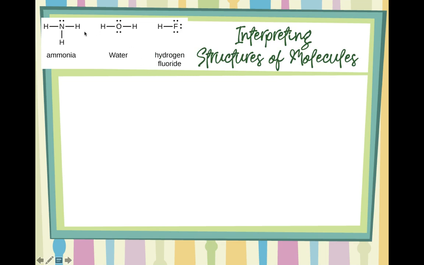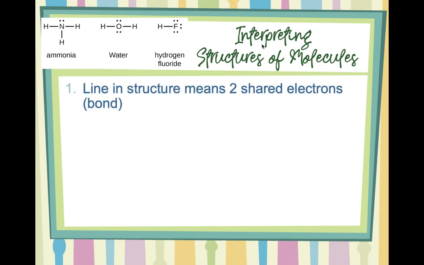If we have structures that look like this, dots and lines, what do those things mean? Let's focus on interpreting those structures first. A line means two shared electrons, and that's a bond. To create a bond, a pair of electrons from one nucleus and another nucleus are shared. That is what creates a bond. So this would be a covalent bond, sharing electrons.